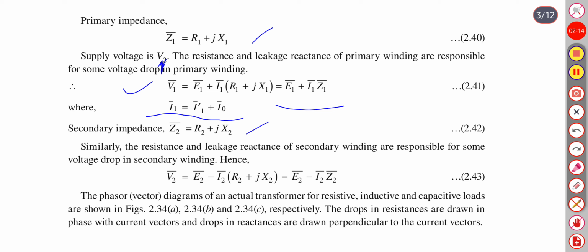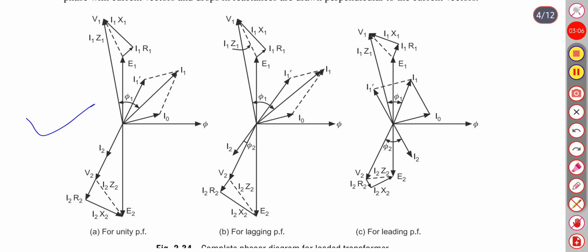Now the phasor or vector diagram of this actual transformer for resistive, inductive and capacitive loads are shown here in this figure. So for unity power factor, the phasor diagram will look like this. This is the magnetizing current and this is the total primary current. This is the resistance drop and this is the reactance drop, and this is the total impedance drop I1 Z1.